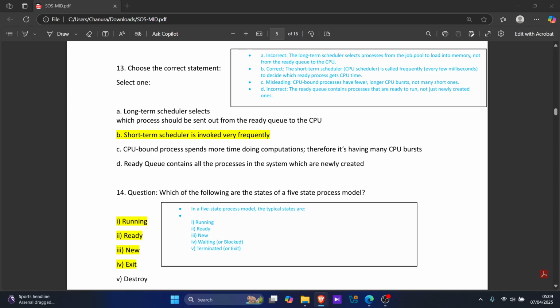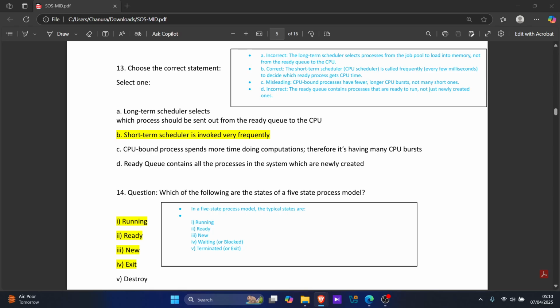So C is wrong. Then the correct ones are B and which other? Wait, the options are A, B, C, D. The user said choose the correct statement and the options are A to D. So only one is correct. Let me check again. So, a long-term scheduler selects process from ready queue to CPU. No, long-term adds to ready queue, short-term selects from ready queue. B, short-term scheduler is invoked very frequently. Yes, because it's called whenever a process leaves the CPU, which can happen often.